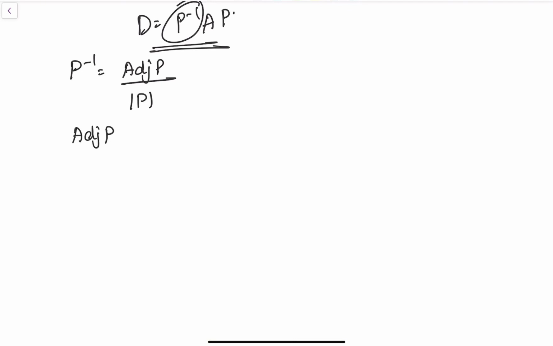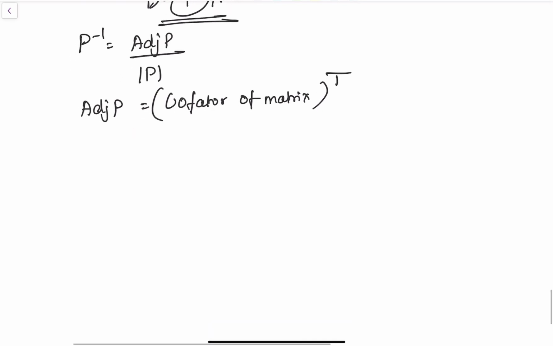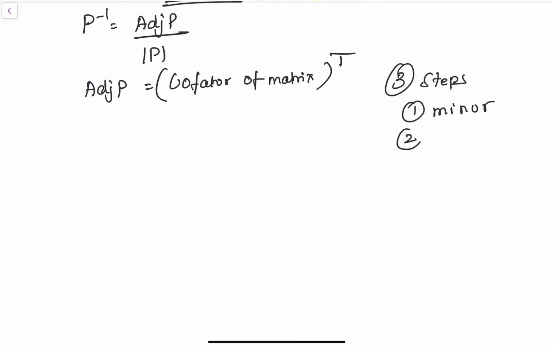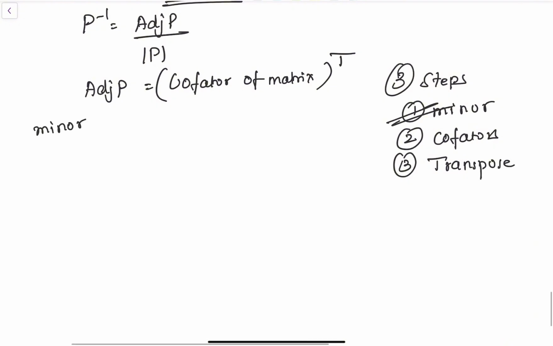So let's solve for adjoint P now. There are 3 steps that you have to follow in order to find the adjoint P. It is nothing but the cofactor of the matrix and the transpose of it. Let's break it down. The first step is you have to find the minor. The second is you have to find the cofactor, and the last step is finding the transpose. The first step is very important. Finding the minor. Once that is done, finding the cofactor and transpose is very easy.